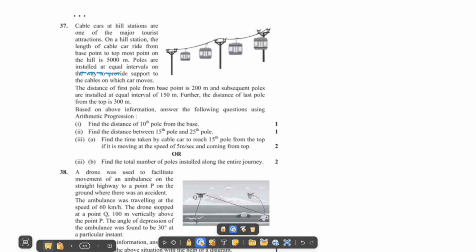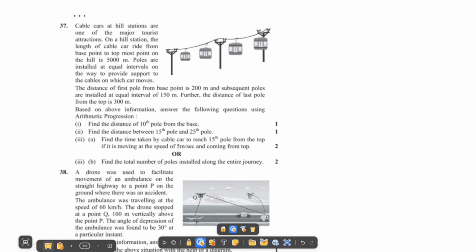Poles are installed at equal intervals on the way to provide support to the cables on which the car moves. The distance of first pole from the base is 200 meters. Subsequent poles are installed at equal intervals of 150 meters, so the distance between every pole is 150 meters. Further, the distance of last pole from the top is 300 meters.